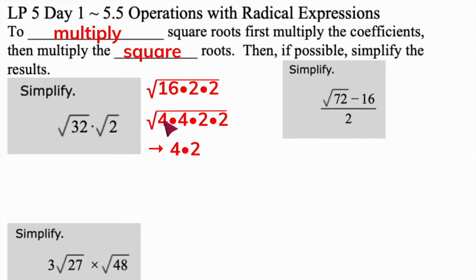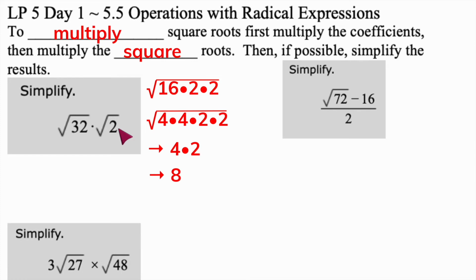So the square root of 16 is 4. The square root of 2 times 2 is 2. So 4 times 2 is 8. I can break that down into pieces, or I could say 32 times 2 is 64, and then I can take the square root of 64, which would also be 8. Either way, I'm going to end up with 8 there.